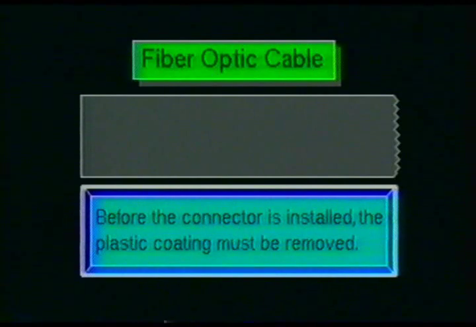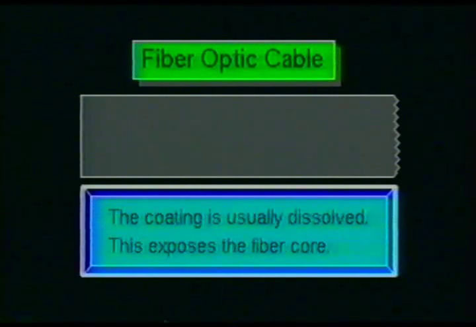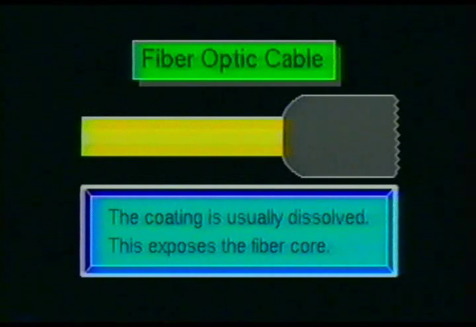Prior to installing the connector, the outer protective plastic coating must be removed to allow access to the fiber core. The coating may be carefully cut off. However, it is usually dissolved with a solvent designed specifically for this purpose. Dissolving the coating reduces the risk of nicking the fiber core and damaging it.